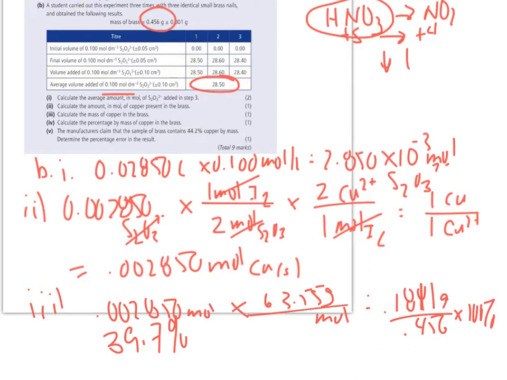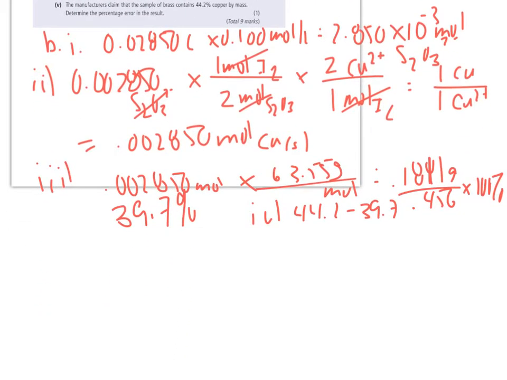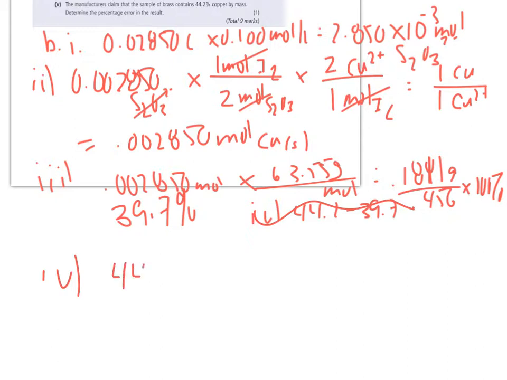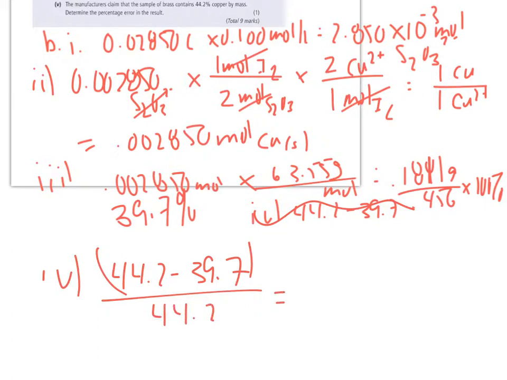And it says the manufacturers claim that the sample of brass contains 44.2% copper by mass. Determine the percent error in the result. So 44.2 minus the 39.7. Again, let me scroll this up, make it a little easier. Number 4 over here, I've got 44.2 minus the 39.7, and I'll divide that by the expected result of 44.2, and we're looking at right about 10% error.